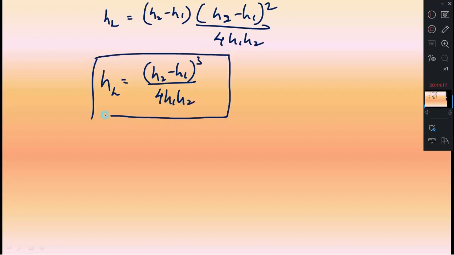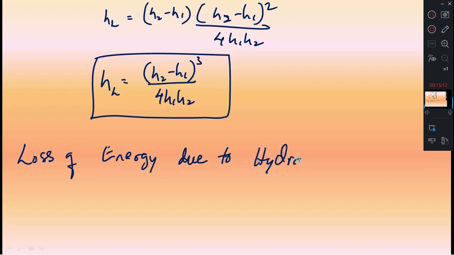Any doubts? This is the loss of energy due to hydraulic jump. If you know H1 and H2, you can calculate it. Over.